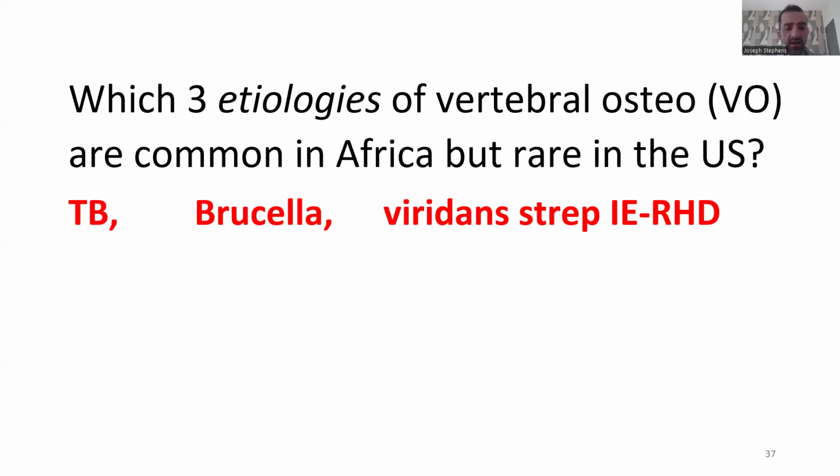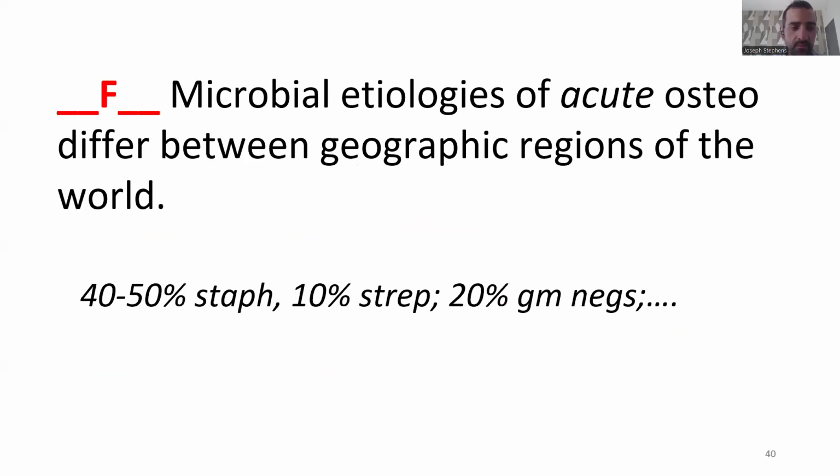Which 3 etiologies of vertebral osteo are common in Africa but rare in the US? The answer is TB, brucella, and viridans strep, infectious endocarditis, and RHD associated.